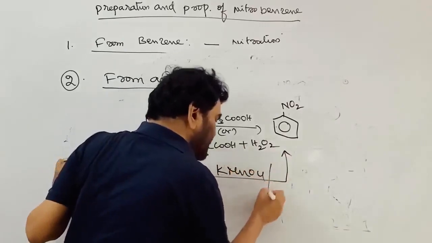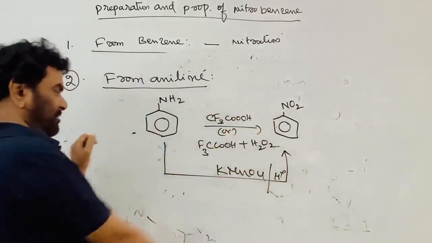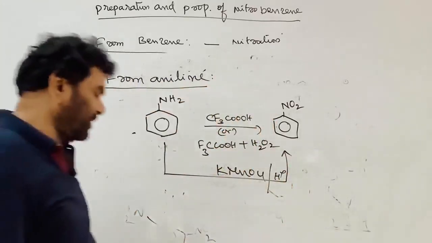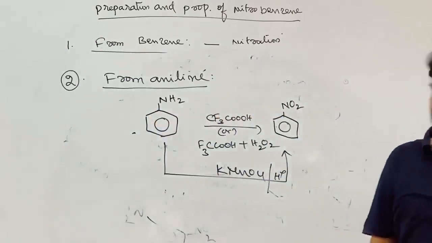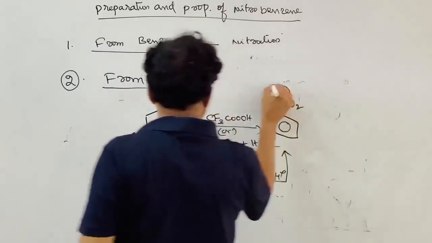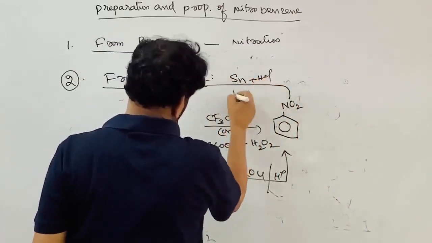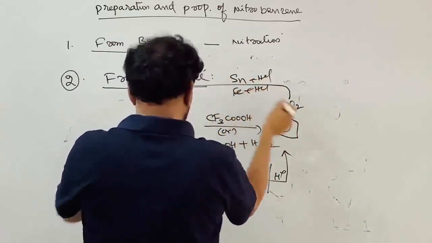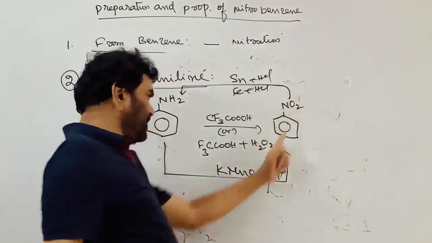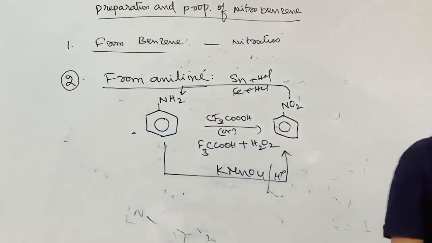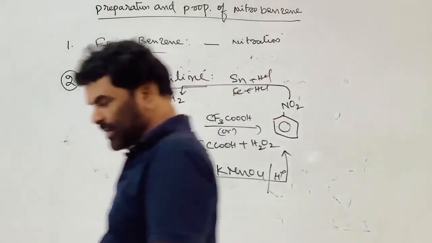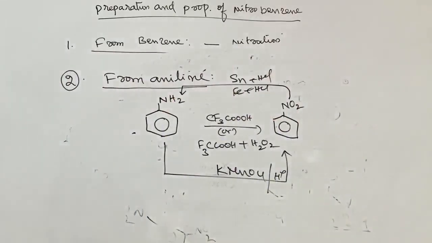Or you can easily convert it by treating with alkaline or acidified KMnO4 solution, so the amino group is oxidized to nitro. And Sn plus HCl, Fe plus HCl, metal plus acid, converts nitrobenzene to aniline, and aniline again to nitrobenzene. See, this is the second method of preparation of nitrobenzene.